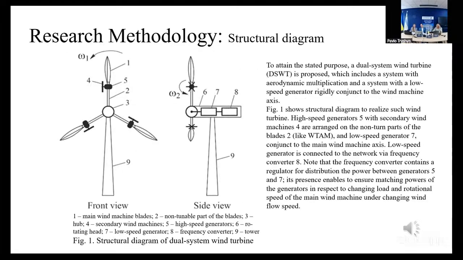Slide 4, you can see the structural diagram of the dual system wind turbine. Figure 1 shows the front view and side view. High-speed generator 5 with secondary wind machine 4 are arranged on non-turn parts of the blades 2, like WTAM, and a low-speed generator 7 is conjunct to the main wind machine axis. The low-speed generator is connected to the network via frequency converter 8. Note that the frequency converter contains a regulator for distributing the power between generators 5 and 7.